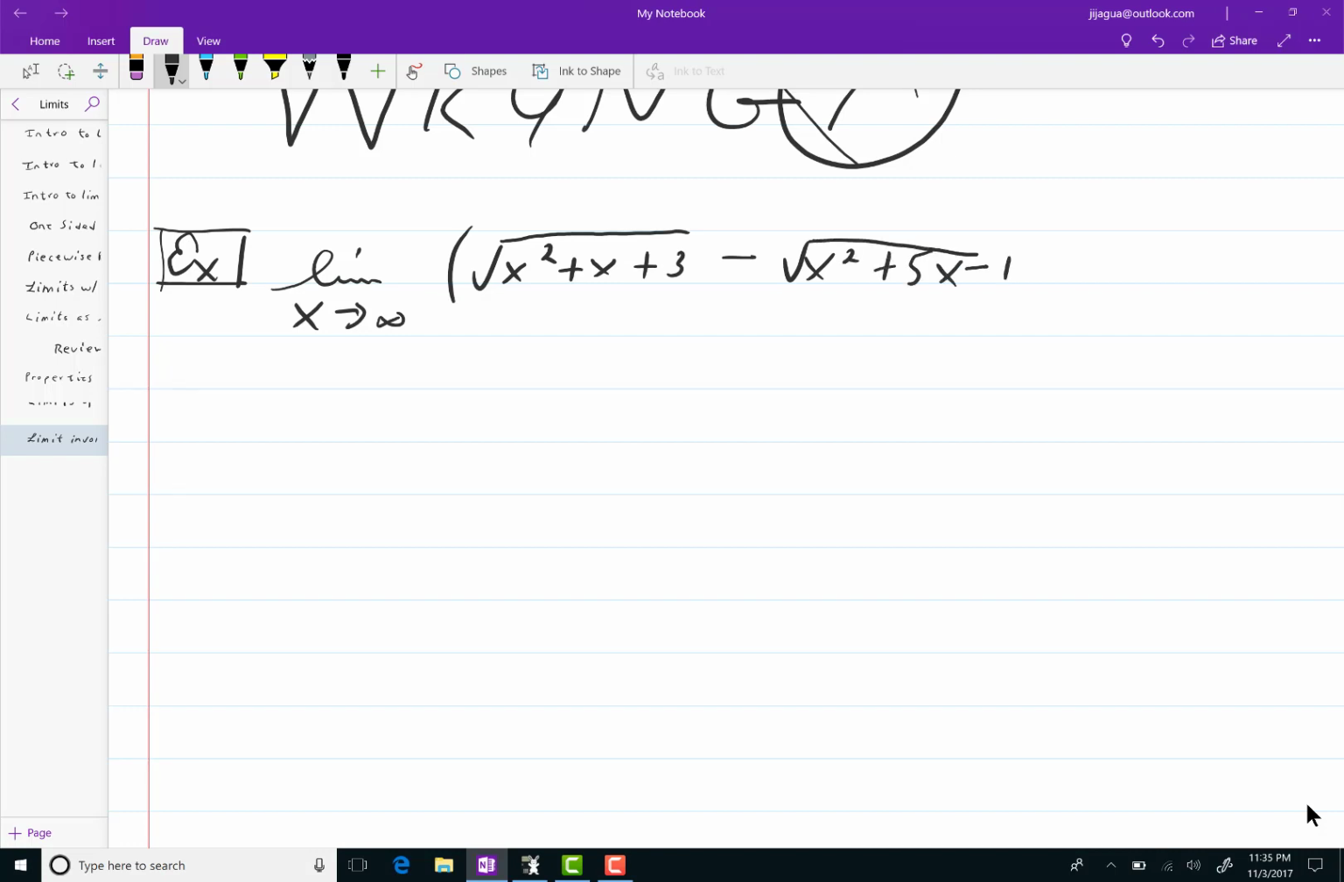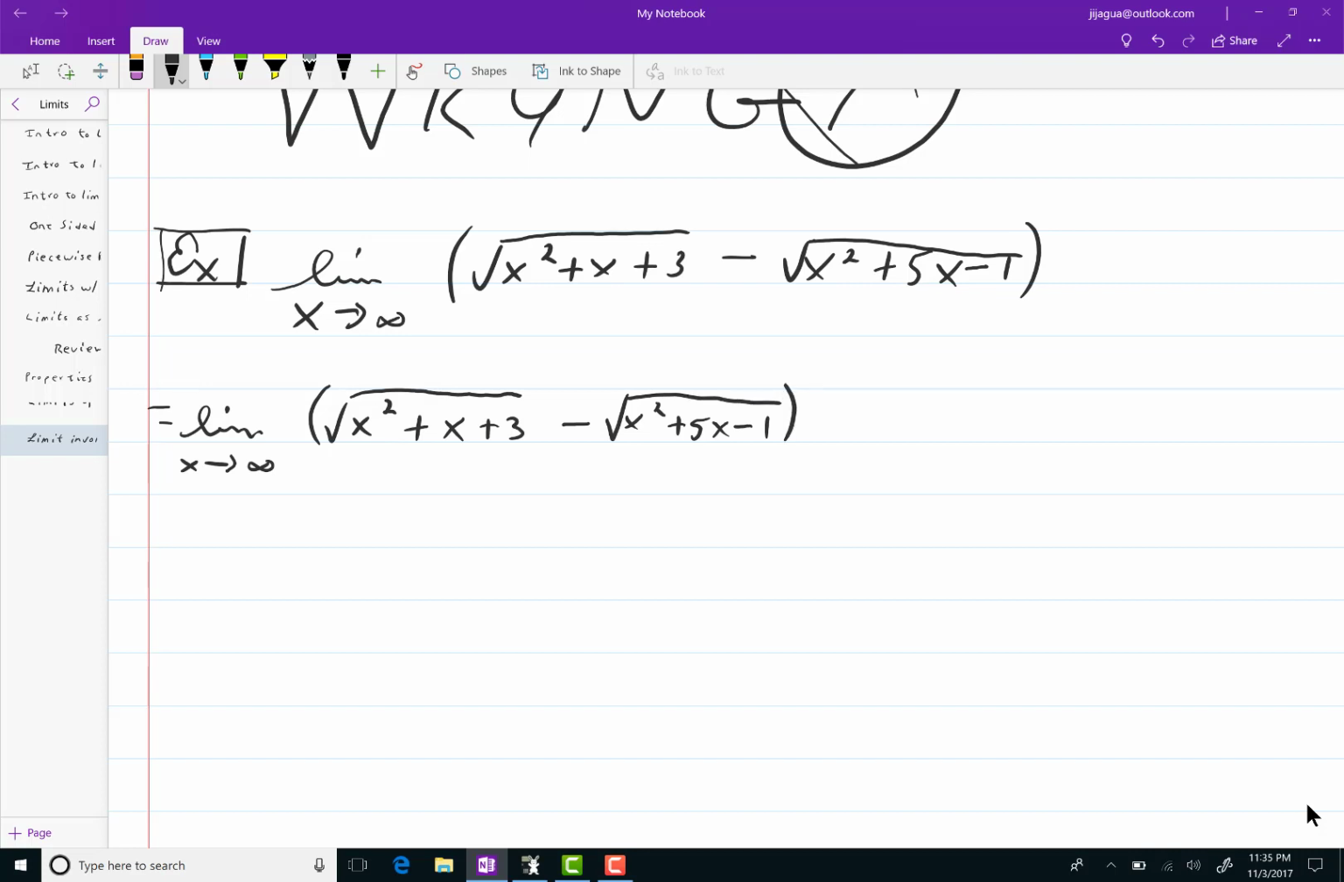Now, probably the easiest way I've seen to do these things is to multiply by the conjugate. If you have the square root of something minus the square root of something, the conjugate is the square root of something plus the square root of something. So that's what I'm going to do. I'm going to multiply the numerator and denominator of this expression. You can think of it as a fraction if you think of it all as being over 1. I'm going to multiply the entire thing by the fraction of conjugates.